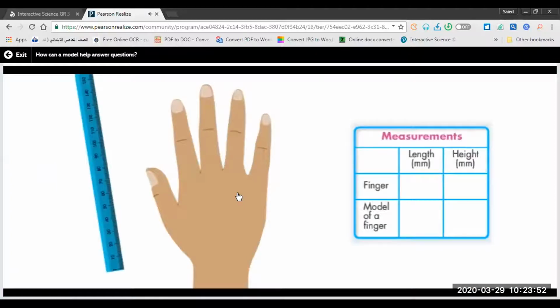I will tell you what limitation means. Limitation means that when you compare the measurements of your real finger and the measurements of your finger in the model, you will not find the results the same, as we will see now.